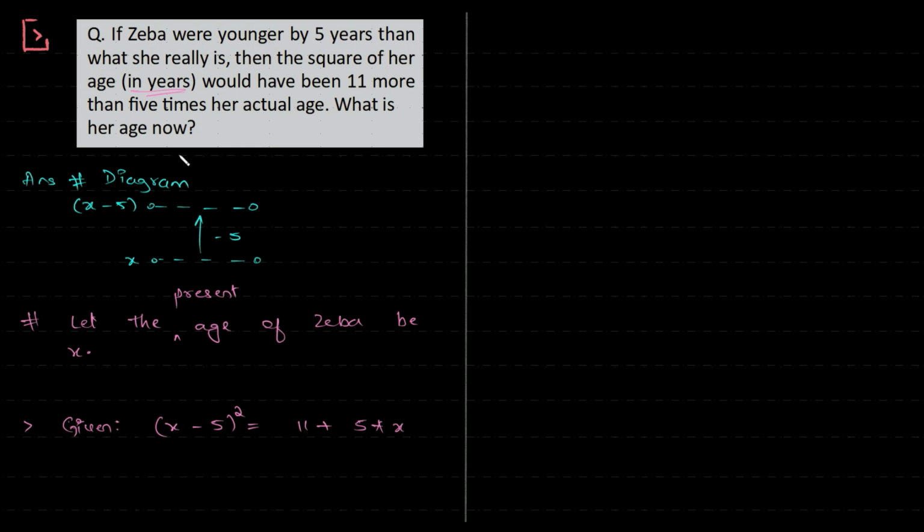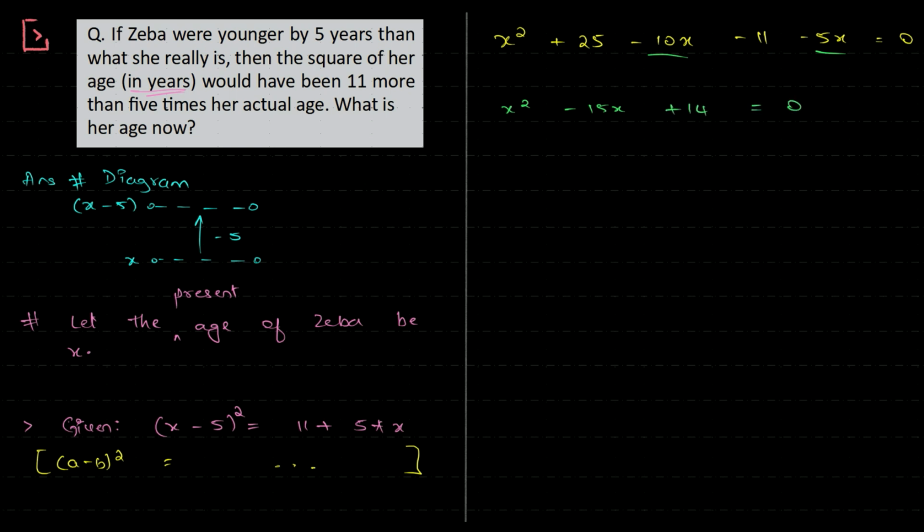Now what is our actual age? All we have to do is expand. We have to use the a minus b whole square formula, so that you can complete it. As per that formula, we have x square plus 25 minus 10x. I'm transposing all of this, so we have minus 11 minus 5x equal to 0. And this would be x square, and these are like terms, so minus 15x, and then the constant, plus 14, is equal to 0.